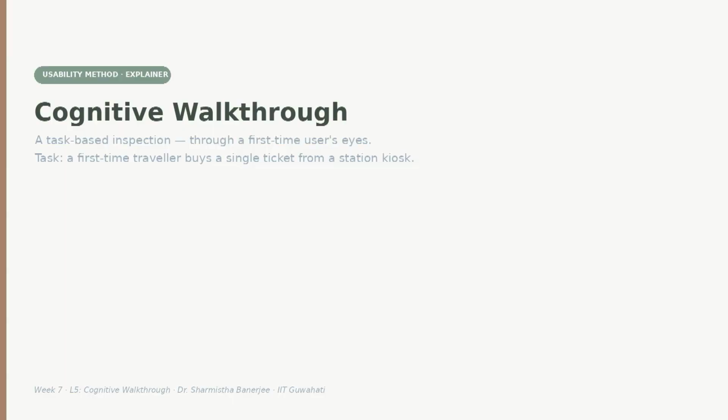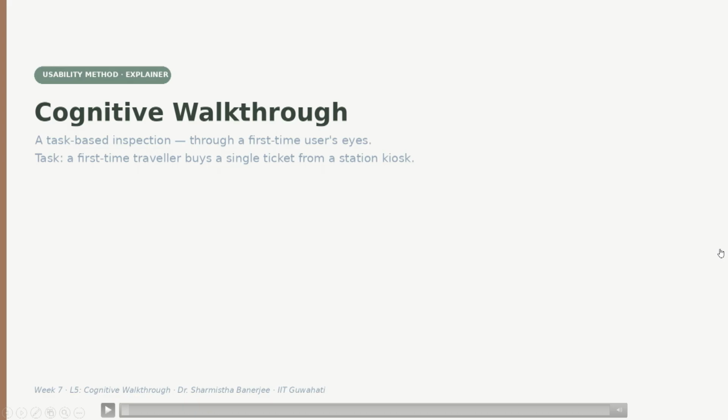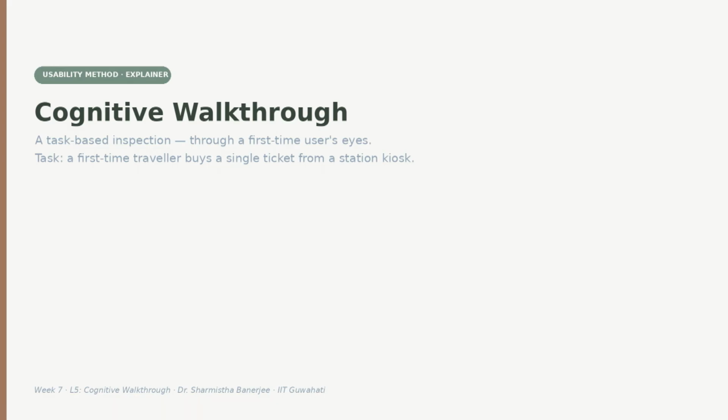So we will go through an example of the cognitive walkthrough now. It is a task-based inspection through a first-time user's eye. The task over here is a first-time traveler who buys a single ticket from a station kiosk.